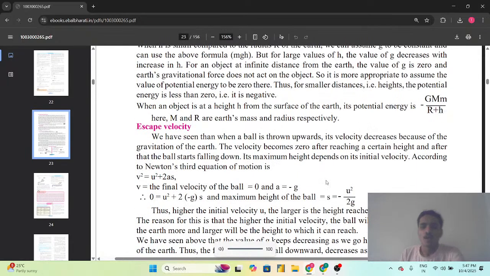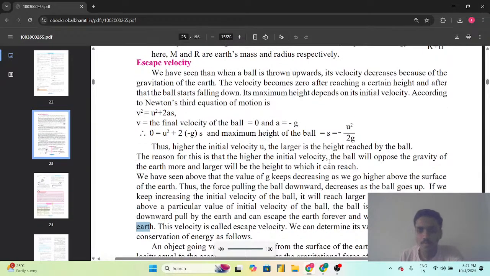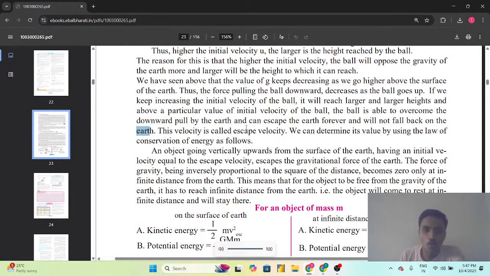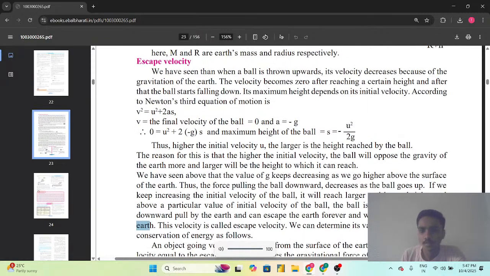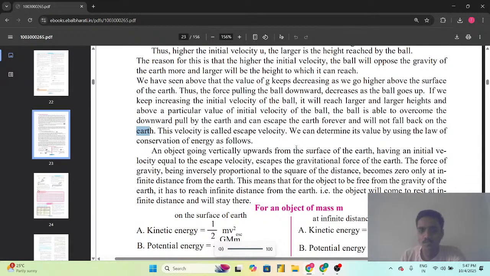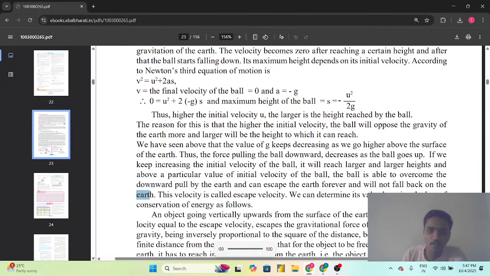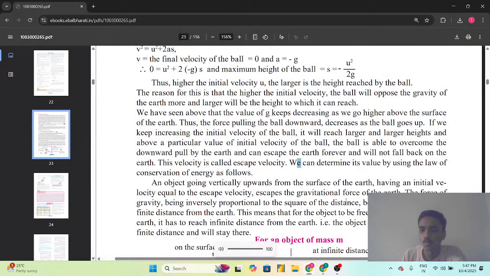So if we keep increasing the initial velocity of any object, say a ball, up to a point where the object can never return back to the earth's surface, then that velocity will be the escape from the earth forever. So that velocity we call the escape velocity, and we can determine its value by using the law of conservation of energy as follows.